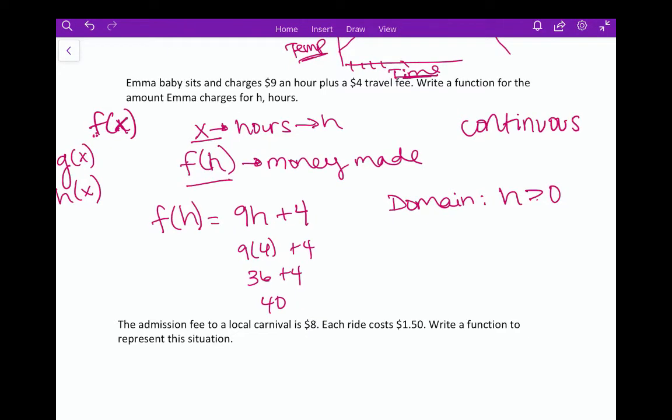If the domain is h is greater than 0, then the range, well, if she works 0 hours, she makes $4. So if h is greater than 0, then f of h needs to be greater than 4. Again, because if she works 0 hours, she would make $4. But we're saying she's got to work more than 0 hours, which means she's got to make more than $4. So that would be our domain and our range. And hypothetically, she could work an infinite number of hours, so we would just continue that on.